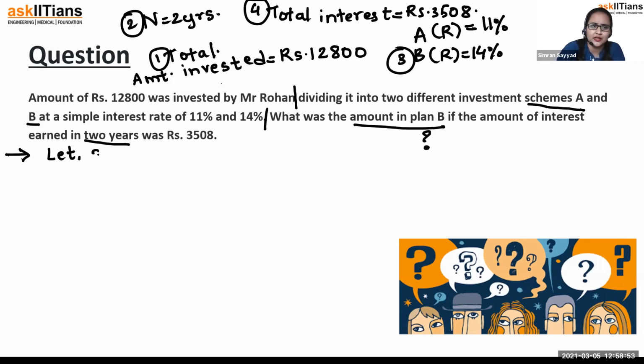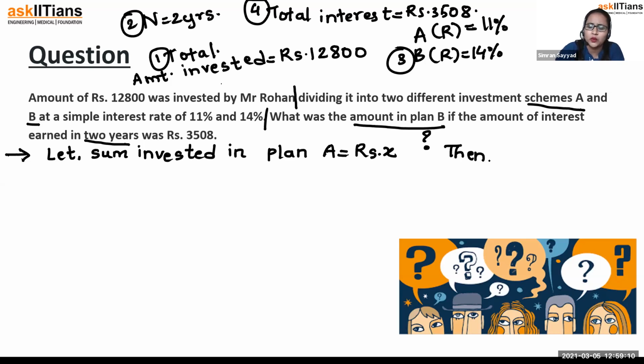Let the sum invested in plan A be rupees X. If A is rupees X, then what will be B, dear students? The total is 12,800. So if X is taken from it, it can be 12,800 minus X. Yes or no? Yeah, of course.